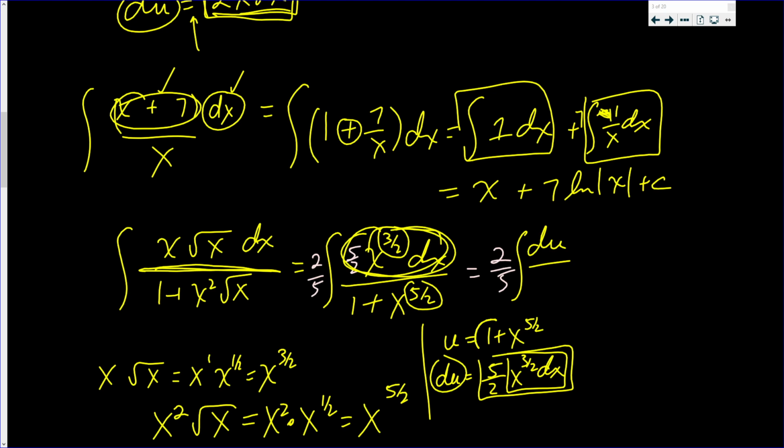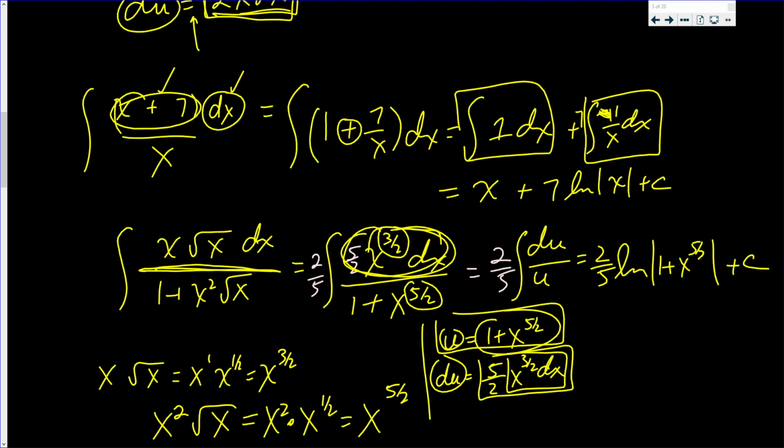In the bottom, 1 plus x to the 5 halves, that's u. Ooh, I know this integral. It's 2/5 ln of u plus c. Now don't guess. Go back and look. u is 1 plus x to the 5 halves.